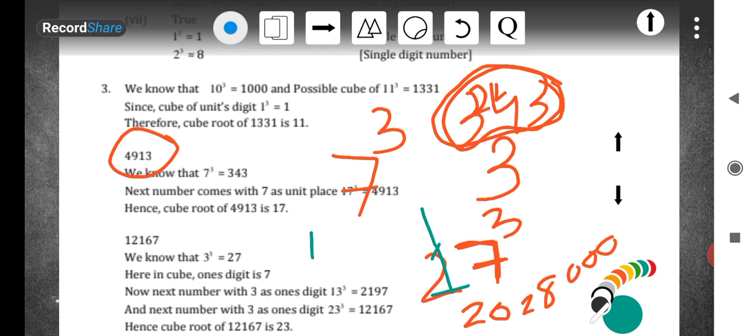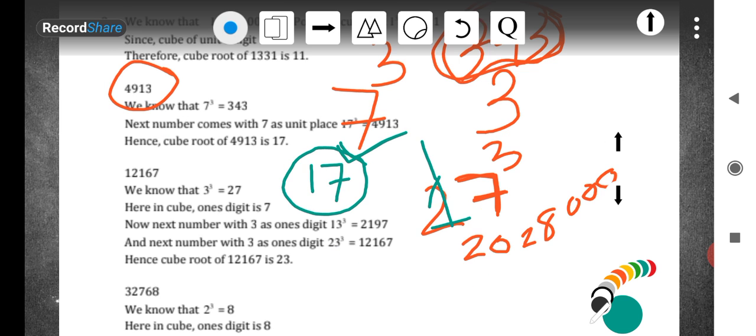1, so 17. So we are not doing factorization, isn't it? Without doing factorization also we can guess. In some questions we can guess what will be the cube root of the given number. So what will be the cube root of the given number? The only possible value will be 17.